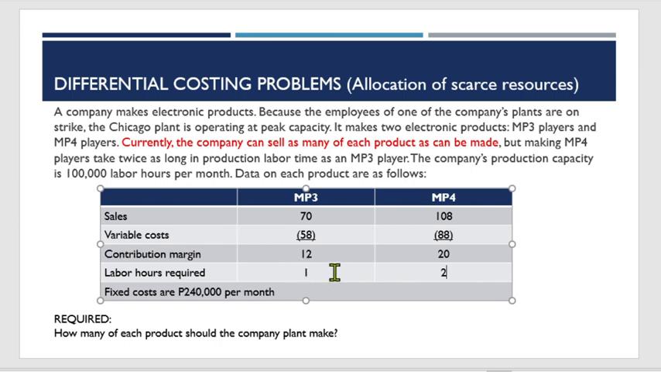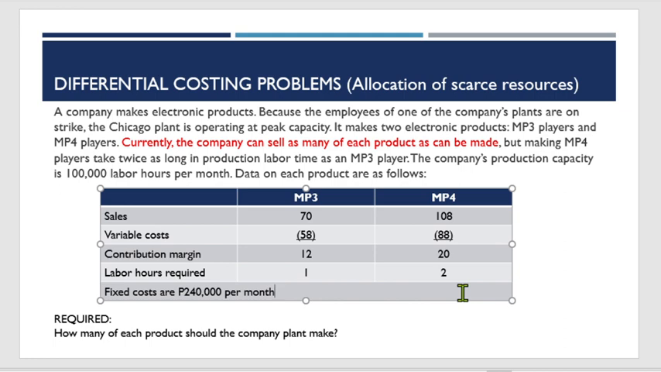Then, you just have to divide it. Contribution margin 12 divided by 1 is 12. So, your contribution margin per unit per scarce resource ng MP3 ay 12. Kay MP4, 20 divided by 2 is 10. So, ang contribution margin per unit per scarce resource mo is 10 for MP4. Next, you rank daw according to the highest CM per unit per scarce resource. So, asan yung mas mataas? Yung 12 versus sa 10 ni MP4.